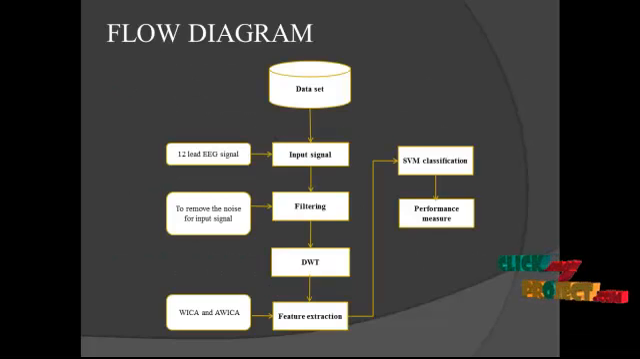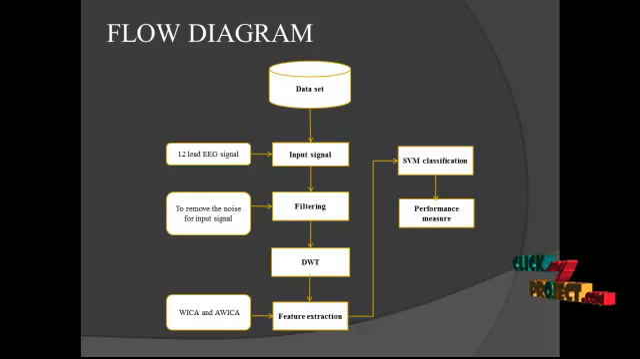The project flow diagram is to remove the noise from our EEG signal by using a wavelet transform. Initially we have to collect the dataset. This dataset contains EEG signals. Next we have to choose any one of the signals. It is our input EEG signal.